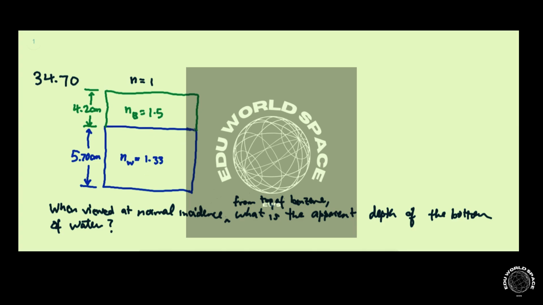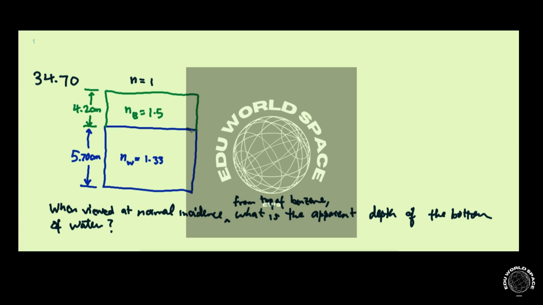And so, since they're sitting on top of each other, there is an interface that's formed here. There's another interface that's formed between air and benzene, which will come into play a little bit later. But the question that we're asked is, what is the apparent depth of the bottom of the water when you're viewing it at normal incidence from the top of the benzene layer?